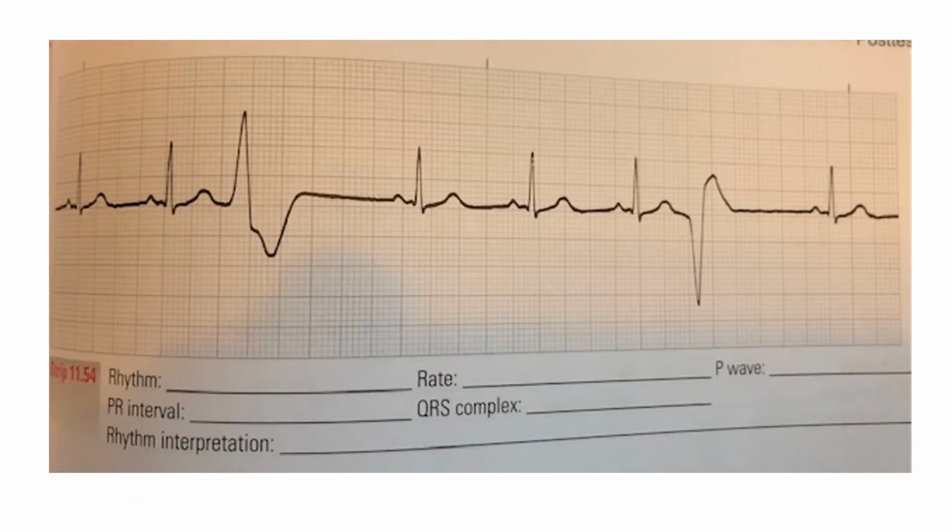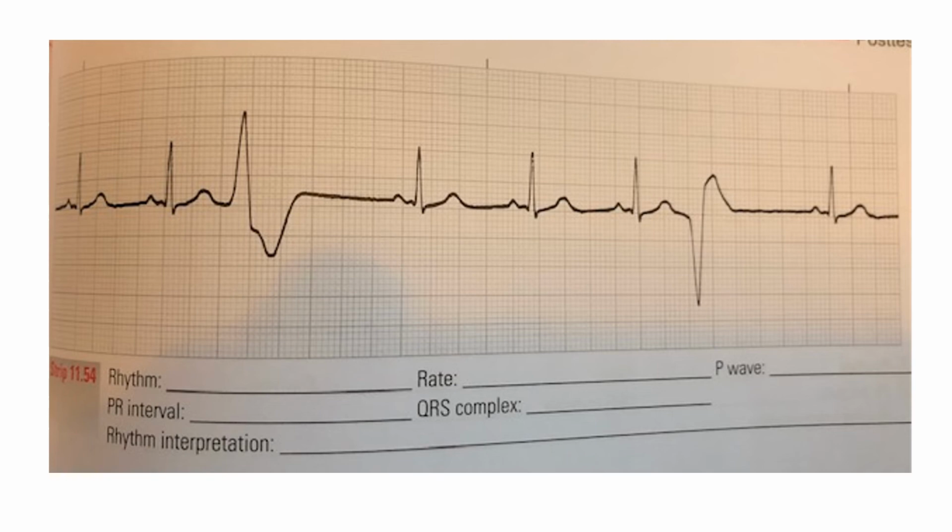In this rhythm, 11.54, the rhythm is regular except for the PVCs, making it irregular. We do have P waves in the sinus beats, so the PR interval for those is 0.12 to 0.14. Your QRS is normal in the sinus beats at 0.08. However, in the PVCs they are wide, like 0.12. So the rhythm interpretation is sinus rhythm with multifocal PVCs.